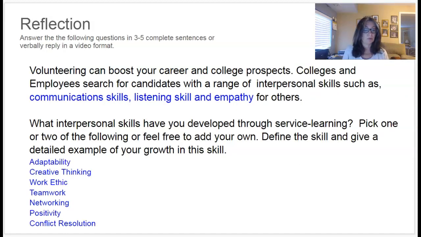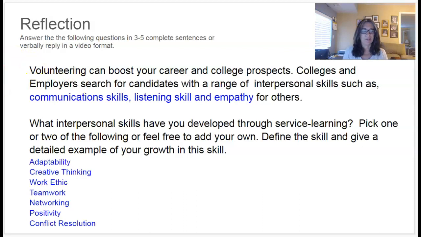Volunteering can also boost your career and college prospects. So colleges and employers, so that is employers. I just edited that a little bit. They look for candidates with a range of interpersonal skills.